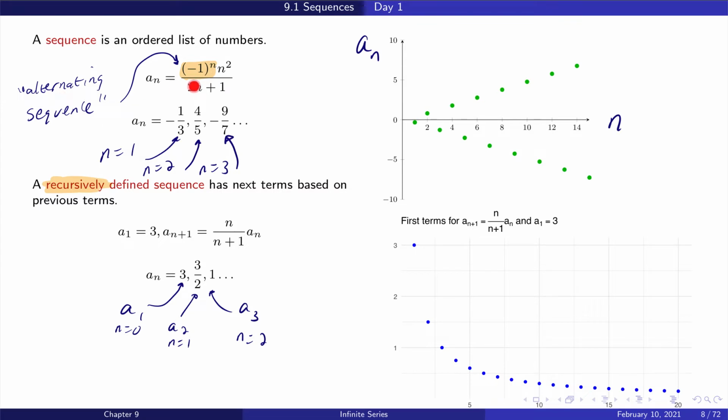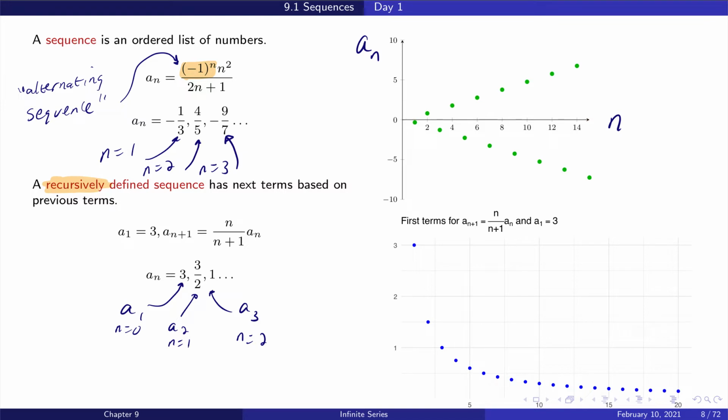This is called an alternating sequence because this part here, -1 raised to the n, will flip-flop back and forth between negative, positive, negative, positive. A picture of this sequence is over here. The input number n is the x-axis, the output number a sub n is the y-axis, and you can see it alternates because it flip-flops back and forth between positive and negative numbers. And as n increases, it would appear that this sequence also increases.